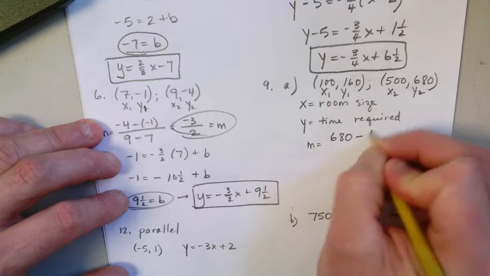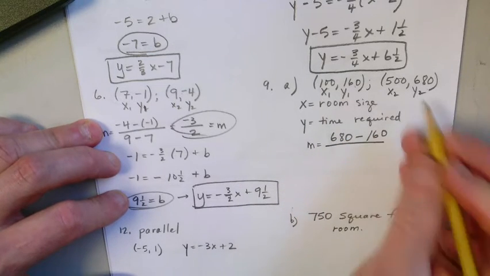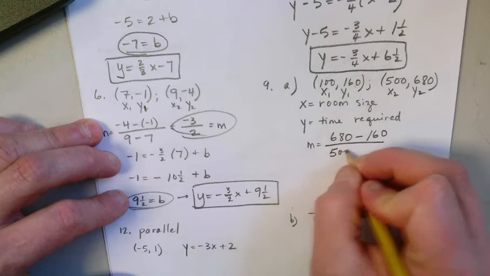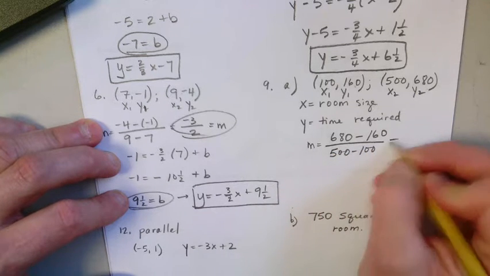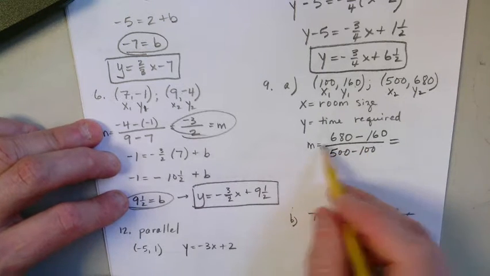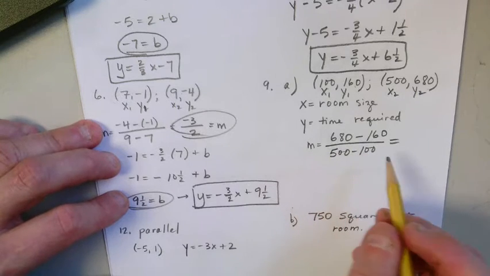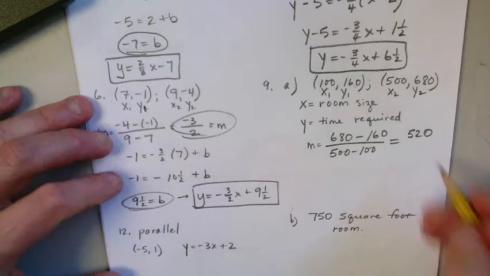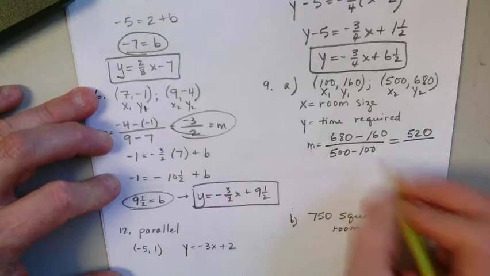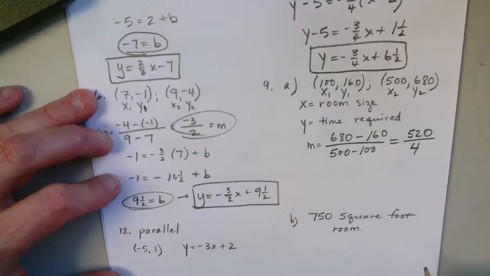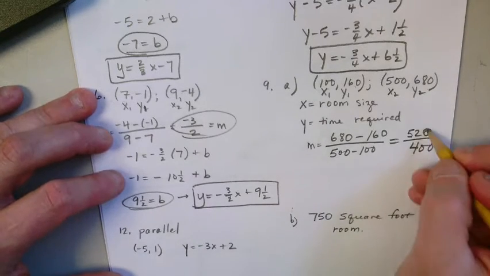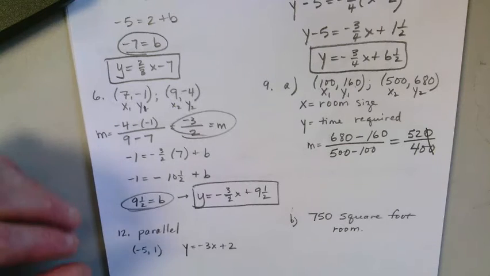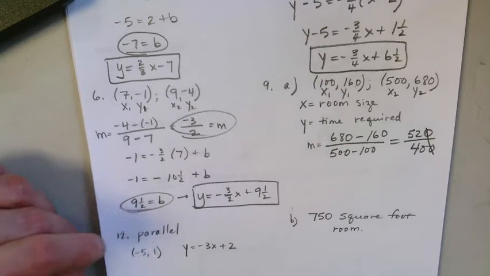680 minus 160 over 500 minus 100. Okay, now this ends up being, what is that, 520? 680, yep, good. 520 over 400, sorry. Okay, 400. And so what I could do here, I'm going to reduce this down. Dividing both those by 10, I get 52 over 40.